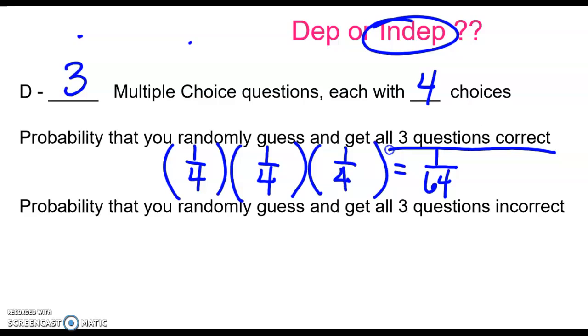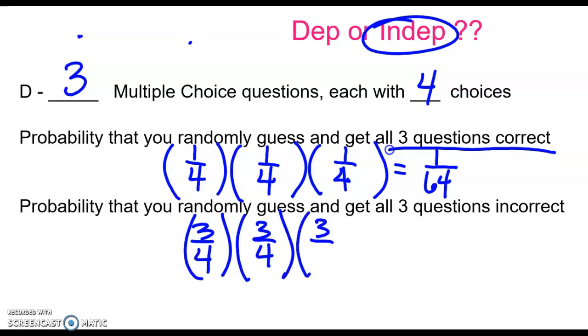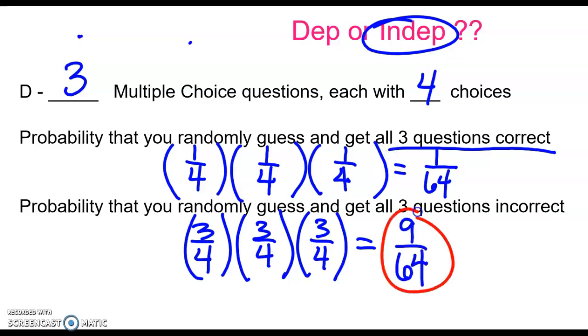Okay. How about the probability that you randomly guess and get all of them incorrect? Well, if there's 4 choices, that means 3 of the 4 choices are incorrect. So there's the 3 out of 4 chance for each of those questions that I get it wrong, right? So multiply across the top, multiply across the bottom, and there's your overall probability that you guess and get them all wrong.